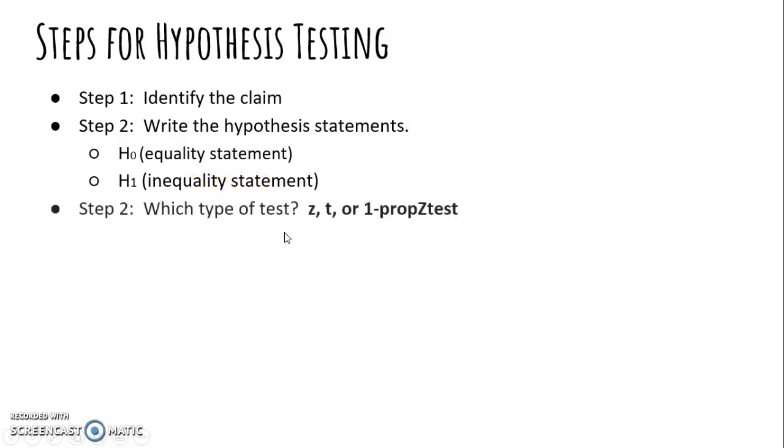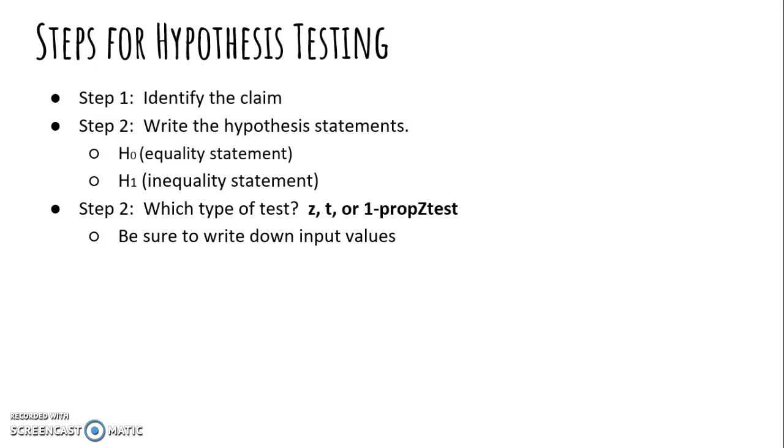Once you do that, you need to choose which type of test. Right now, we've only been through Z, T, and one prop Z test. We actually haven't tried all three, but we've talked about them in previous videos. So you pick which test you need to run. We run a Z test if we're testing a mean and we know the population standard deviation. We run a t-test if we're testing a population mean and we don't know the population standard deviation, but we do know the sample standard deviation. And we run a one-prop z-test if we're testing a proportion.